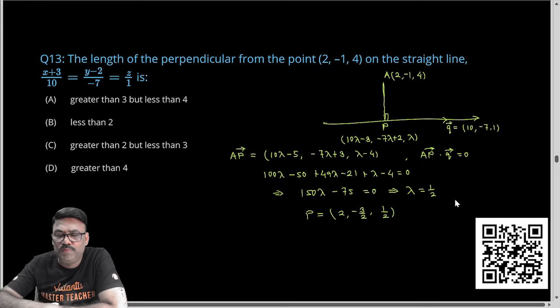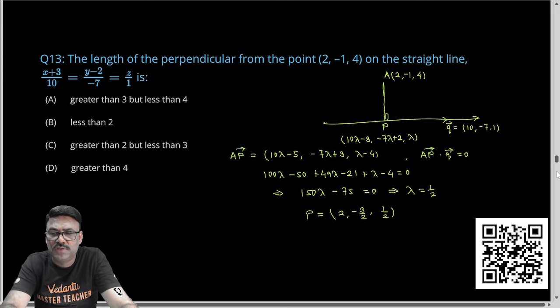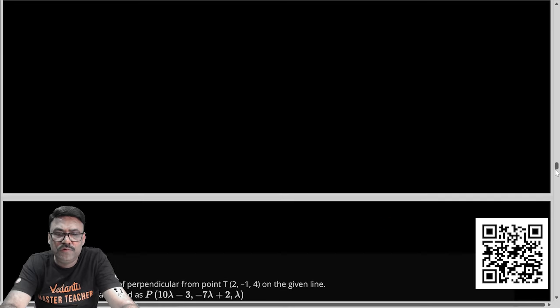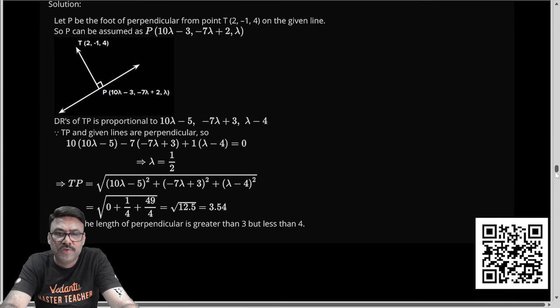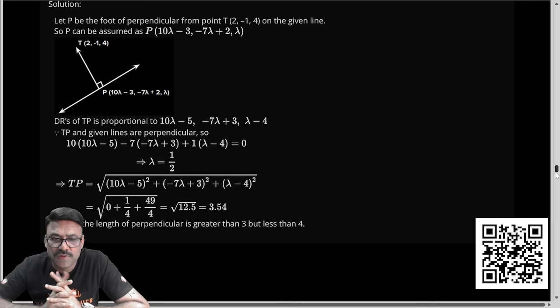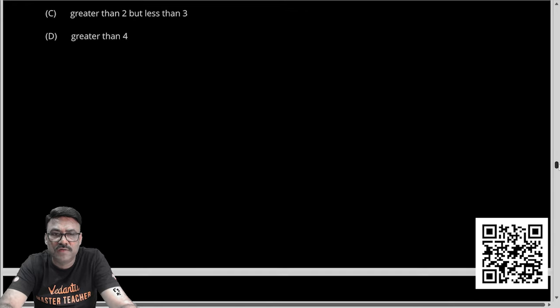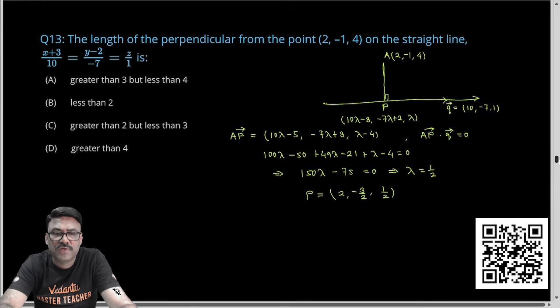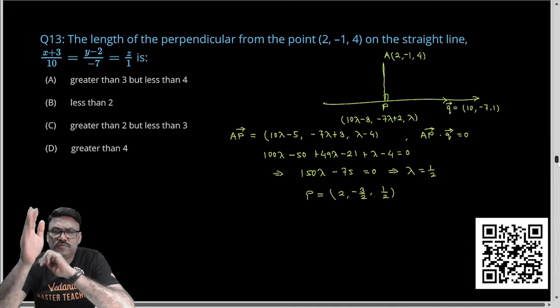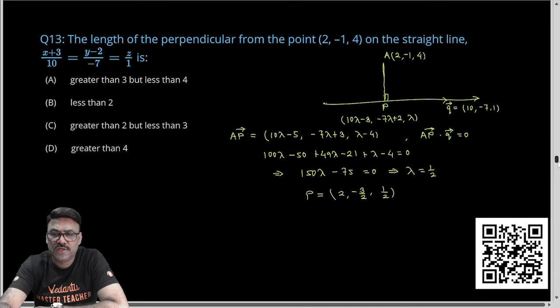So A is known, P is known. Let's not waste the time. Just use distance formula. You will get your distance A. So if you use distance formula, ultimately, this AP distance comes out to be under root 50 by 4. Under root 50 by 4 means roughly it is 3.54. 3.54 means this distance will lie between 3 and 4. So option A is correct option here. So just use distance formula, distance between A and P. That will be your answer.